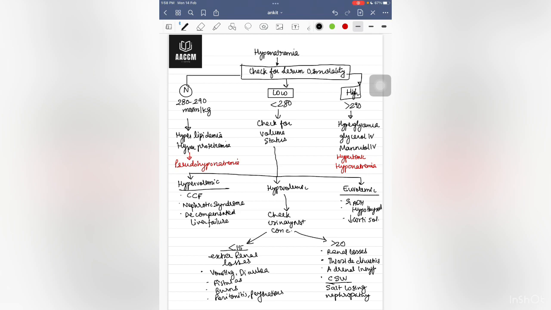So as of now, we are discussing this. In the next video, I'll be discussing all these in detail and the treatment part of hyponatremia, how to specifically treat hyponatremia in ICU, with some certain examples.